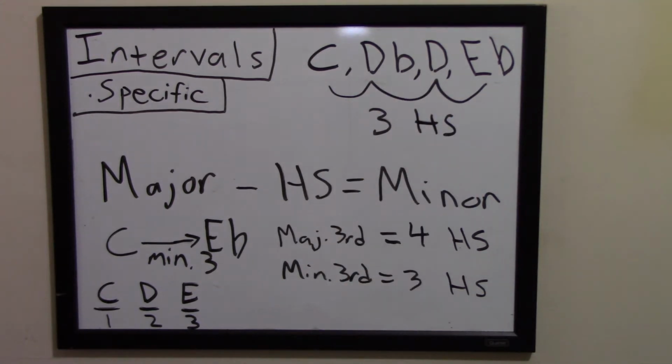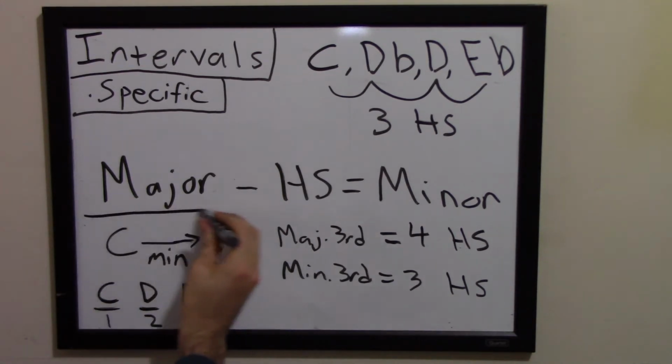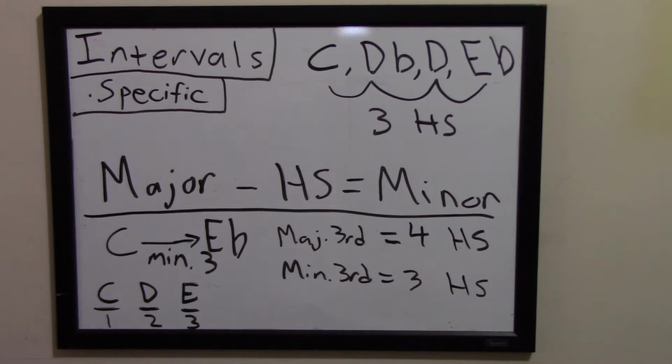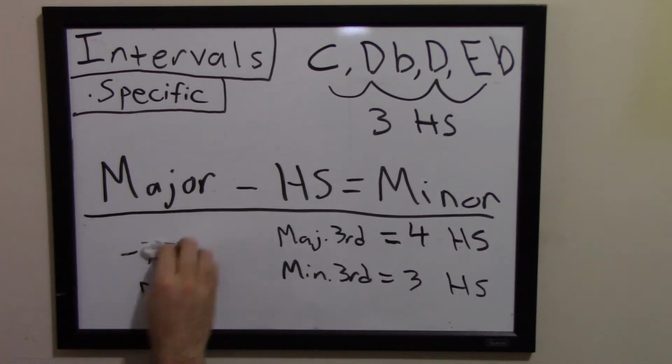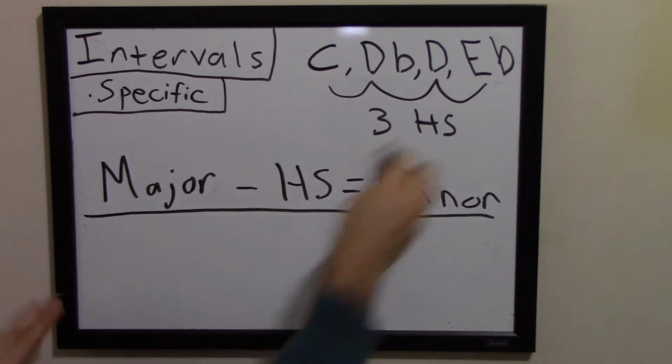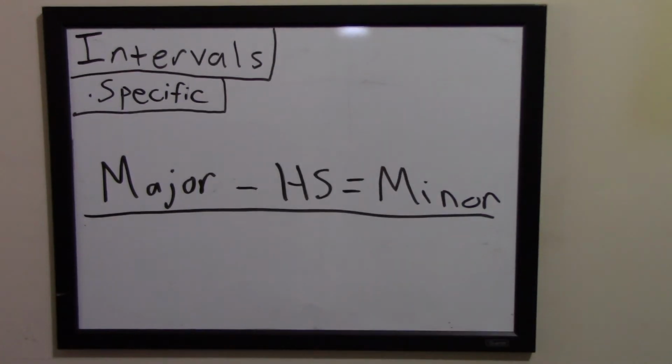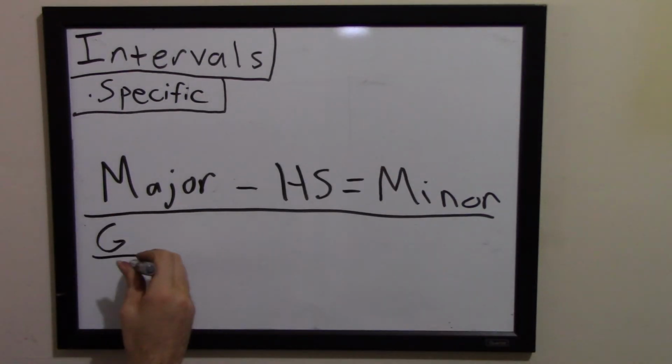So you can take the number of half steps in any major interval, lower it by 1, and that gives you a minor of that same interval, that same number. Another example, this time let's do a sixth, and this time let's not start with C, let's start with G. So what is a major sixth above G?